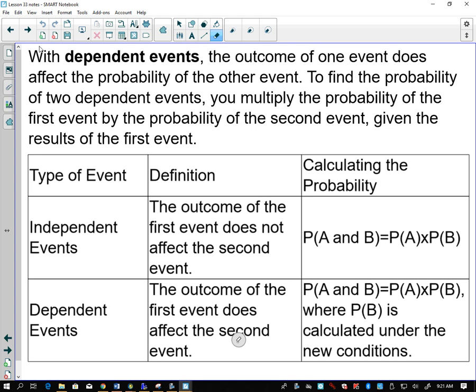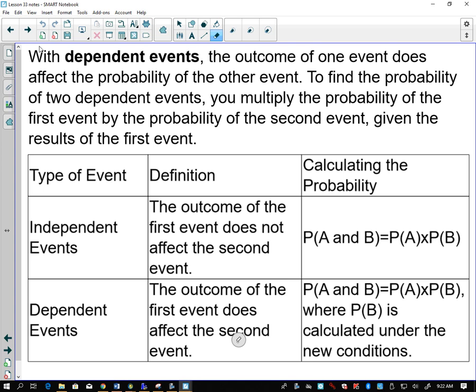All right, with dependent events, so these are things that affect one another. The outcome of one event does affect the probability of the other event, like the deck of cards, whether or not we put the card back. To find the probability of two dependent events, you multiply the probability of the first event by the probability of the second event, given the results of the first event. So if he pulls out one card, right, he had a 1 in 52 chance, right? But she only has a 1 in 51 chance, right, of getting any certain card.